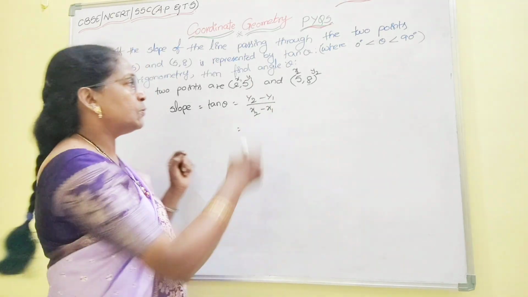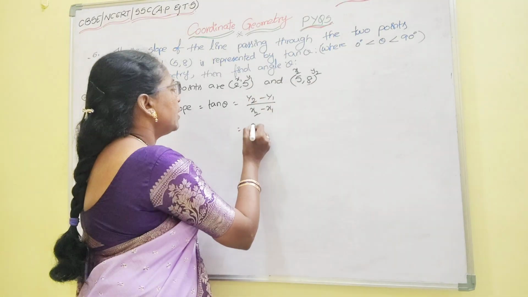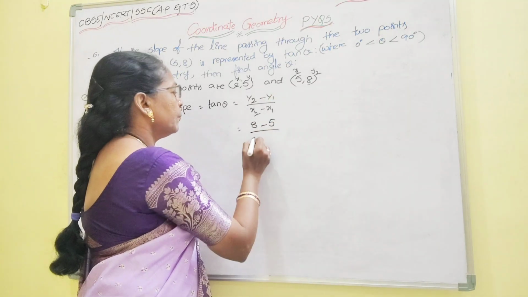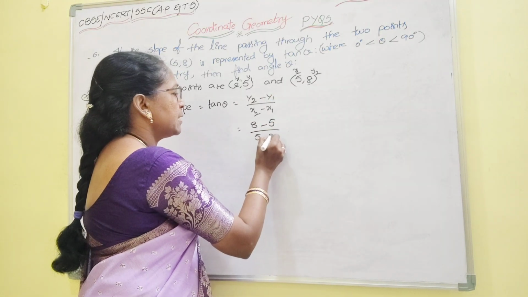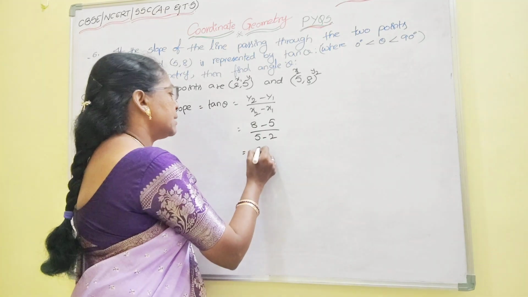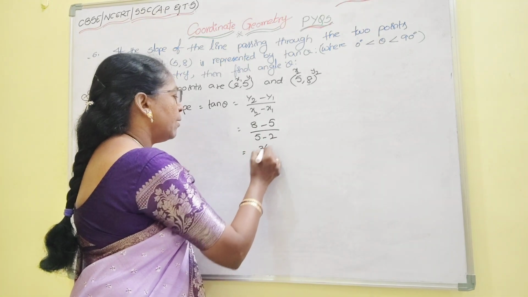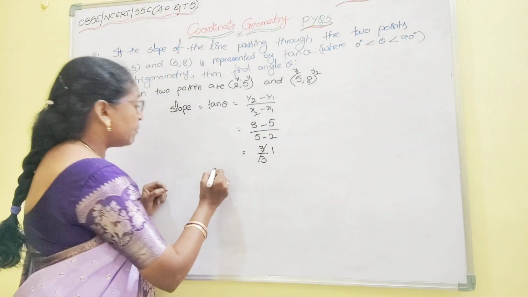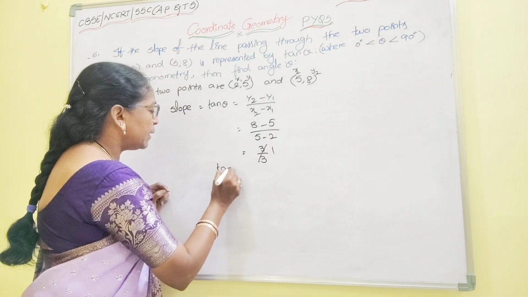Next, what you have to do? Substitute the values. Substitution: y2 equals 8 minus y1 equals 5, divided by x2 equals 5 minus x1 equals 2. Next, simplification. 8 minus 5 equals 3, so 3 by 3 equals 1. That means tan theta equals 1.